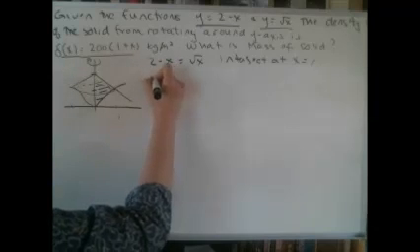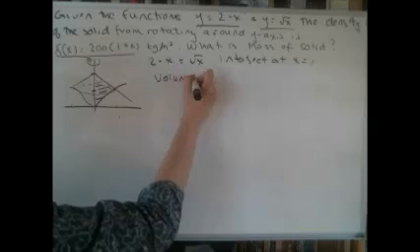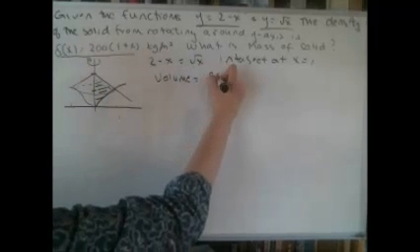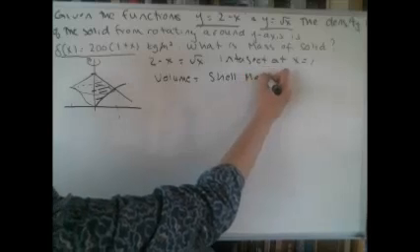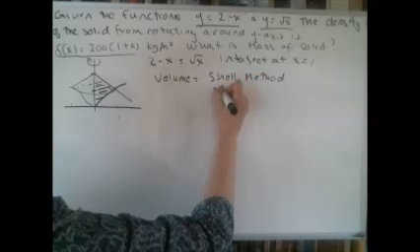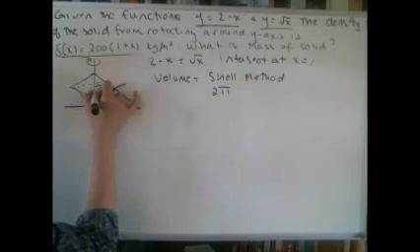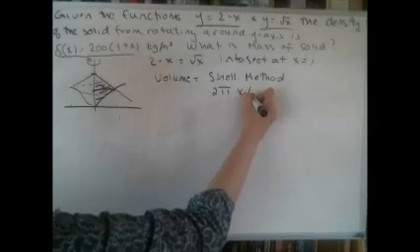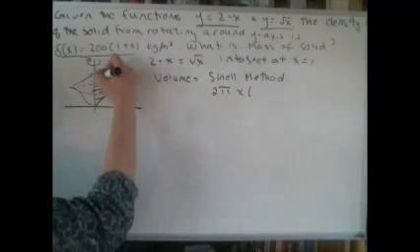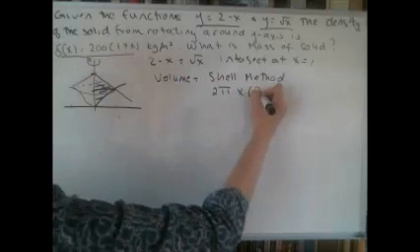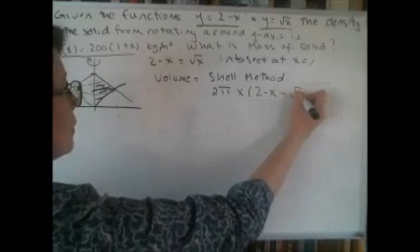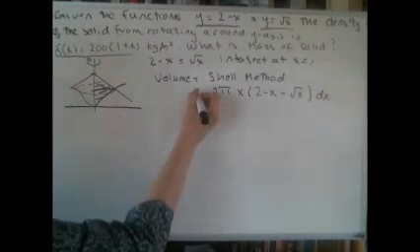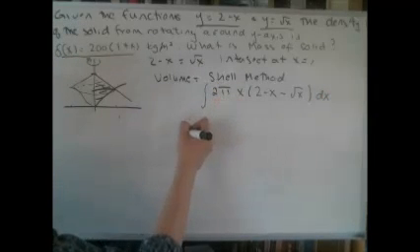Now what we need to do is take a look at our volume. Because I'm going around the y-axis, I'm going to use the shell method. So this is going to be 2 pi times r. My radius is whatever particular x value I'm dealing with at the time. My height of the function is the upper function, 2 minus x, minus my lower function, radical x, and this is going to be dx. So this is my volume, and I would be integrating that.